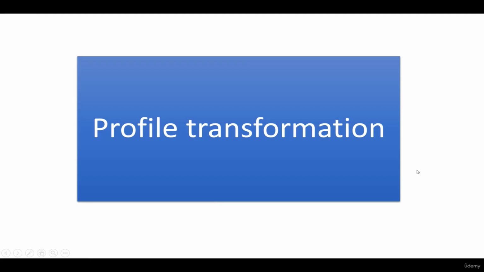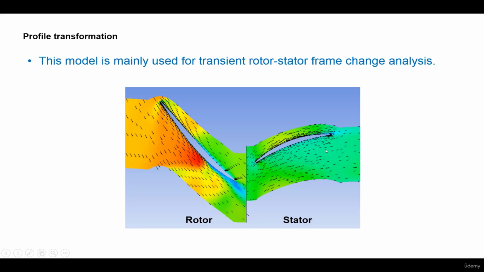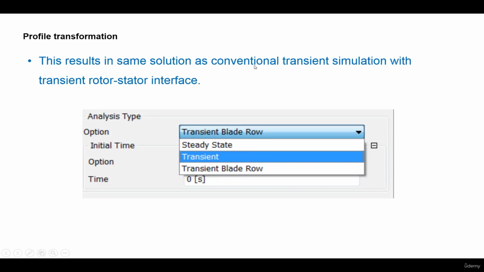Profile transformation model. This model is mainly used for transient rotor stator frame change analysis, that is between a moving rotor and a stationary stator component. Profile transformation results in the same solution as conventional transient simulation with transient rotor stator interface. We have to specify this transient or steady state analysis in the analysis type option. I will explain about the transient and transient blade row models shortly.